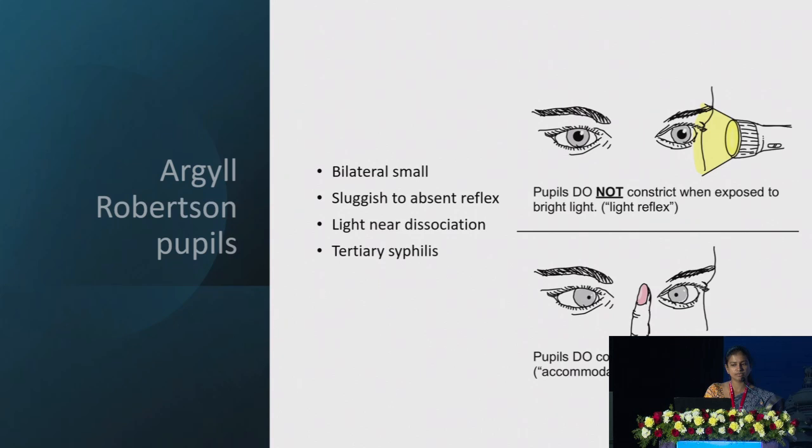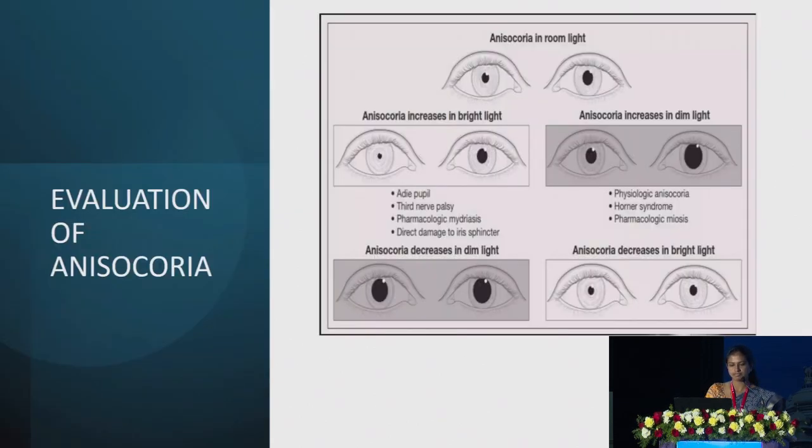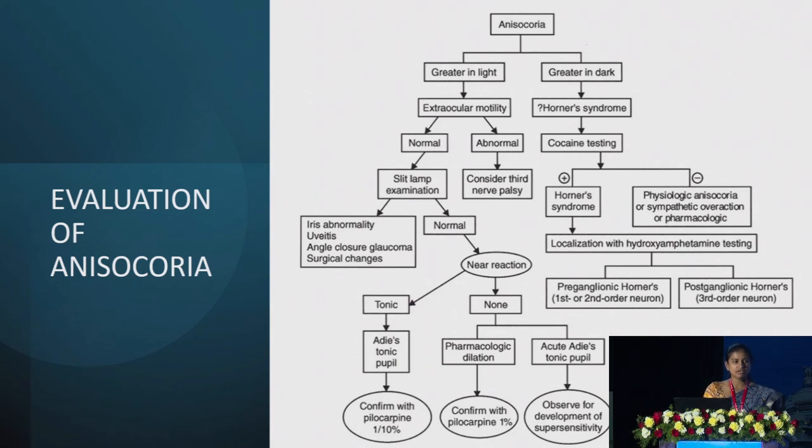Coming to Argyll-Robertson pupil, the patient usually has a bilateral small pupil which does not react to light but can react to near accommodation. Coming to a summary, whenever you have an anisocoria, you have to evaluate the patient in bright light and dim light. If the anisocoria increases in bright light, there is a defect in the parasympathetic innervation or the sphincter pupillae. If the anisocoria increases in dim light, you have a defect in the sympathetic innervation. This is an algorithm which you can follow to evaluate anisocoria.